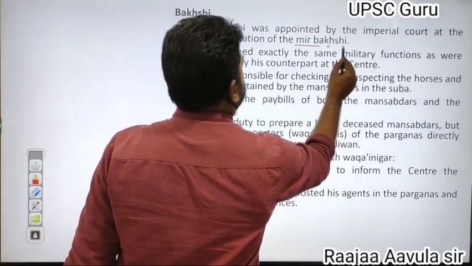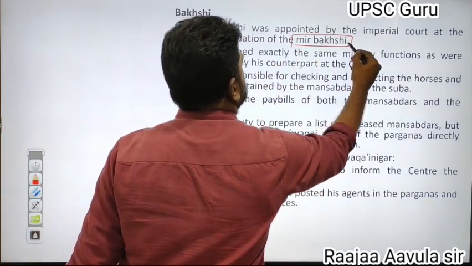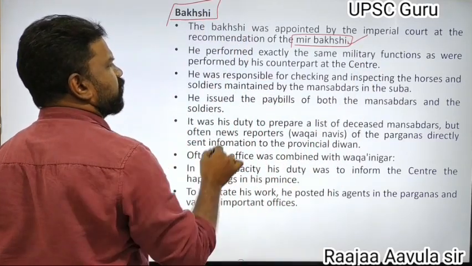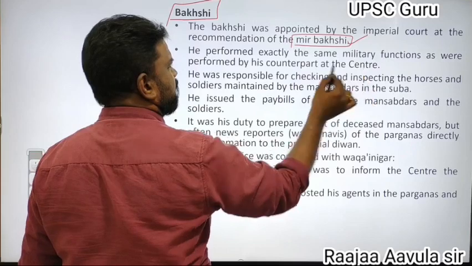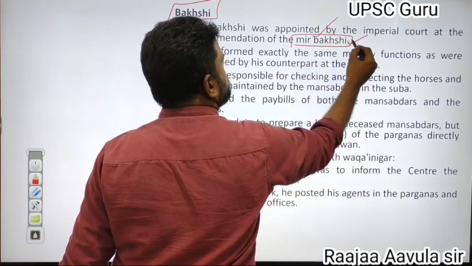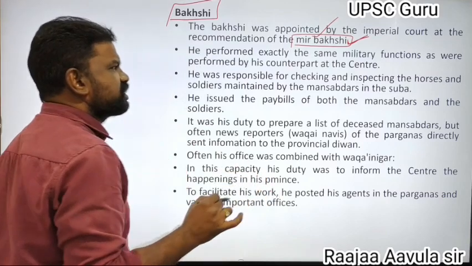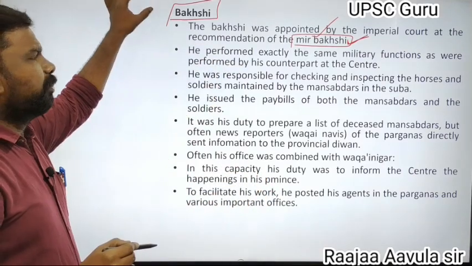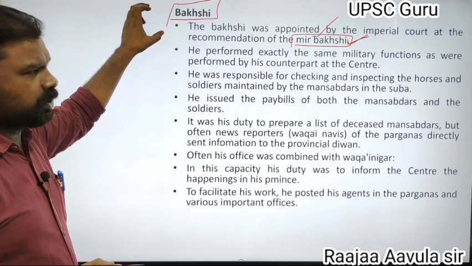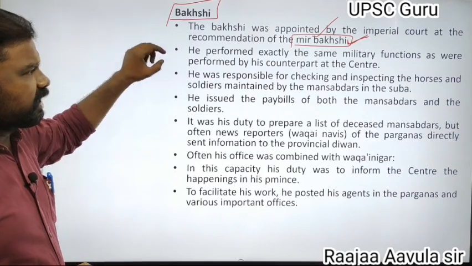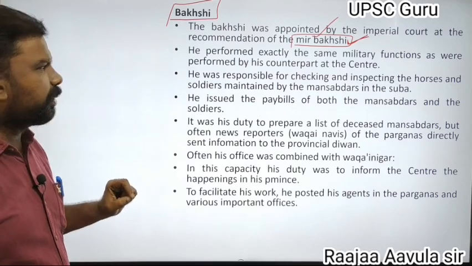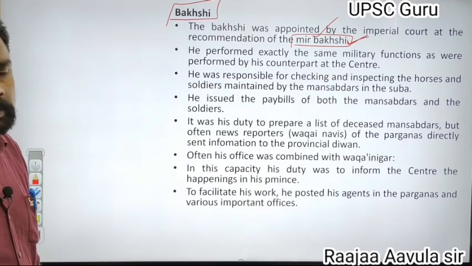Recommendation of the Mir Bakshi. Mir Bakshi was at the central level, and Bakshi at the provincial level. He performed exactly the same military functions as the Mir Bakshi. Whatever military functions the Mir Bakshi had, the same functions were maintained at the provincial level by the Bakshi. He was responsible for checking and inspecting the horses and the soldiers maintained by the Mansabdars in the Subha level.